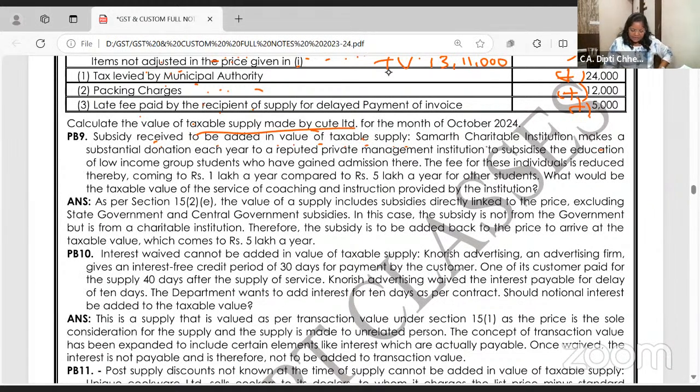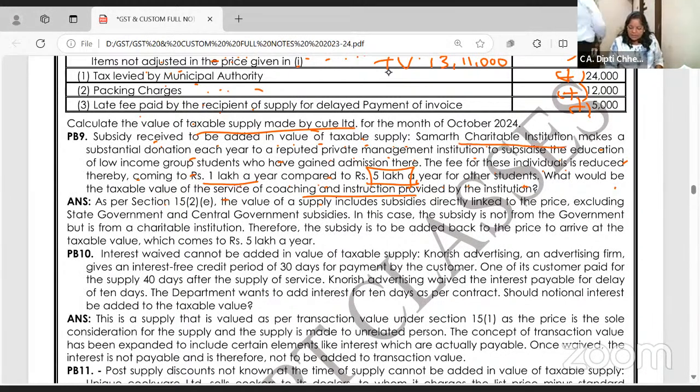This charitable institute makes a donation each year to a reputed private management institute to subsidize the education. The fee for these individuals is reduced, just like that compass box, geometry box example. Coming from 5 lakh a year to 1 lakh a year for other students. So generally the fees of this course is 5 lakh, but because trust is giving a donation, it is reduced to 1 lakh. What will be the taxable value of the service? 5 lakh. Though I am teaching you, say, a course for 5 lakh, but some trust is giving me 4 lakh and student is giving 1 lakh.